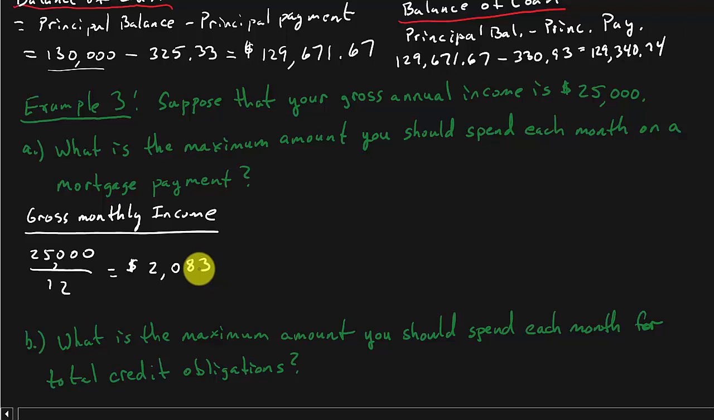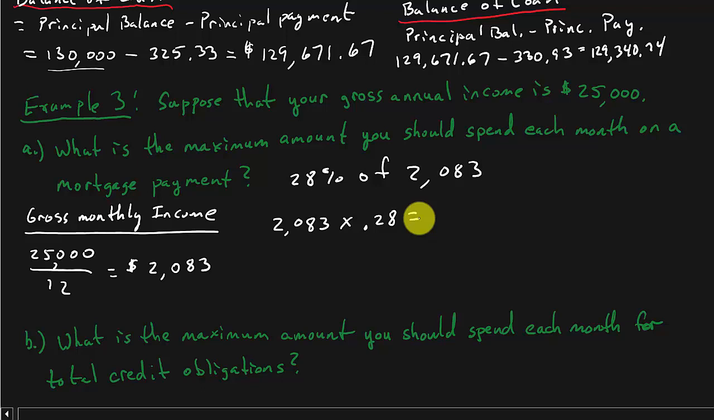All right, and that comes out to $2,083.33. I'm just going to round to the nearest dollar. Now, when you're figuring this out, what is the maximum amount you should spend each month on a mortgage payment? All right. So you should spend no more than 28% of your gross monthly income. No more than 28%. So we've got 28% of the $2,083. Well, how do we figure that out? That's the $2,083 times the 28%. So we have to convert that to decimal. And so when we multiply that, we get about $583.